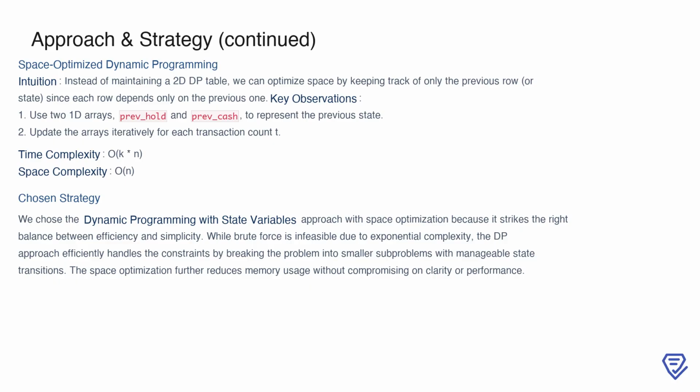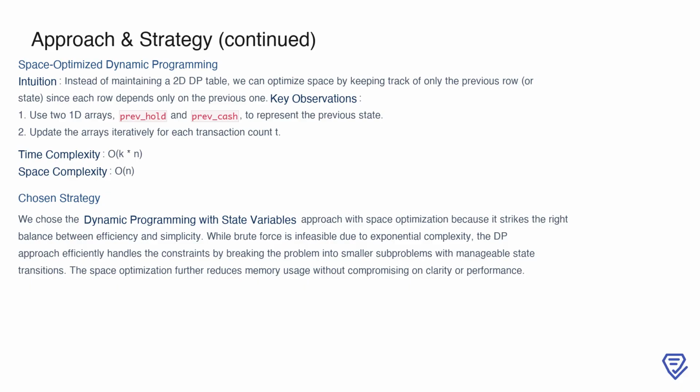These arrays are updated iteratively for each transaction count t, enabling us to achieve the same results with a much lower memory footprint. This space optimization reduces the complexity to O(n), while maintaining the O(k * n) time complexity. Among the approaches considered, this strategy strikes the right balance between computational efficiency and simplicity. By leveraging dynamic programming with state variables, along with space optimization, we ensure that the solution is both scalable and practical.